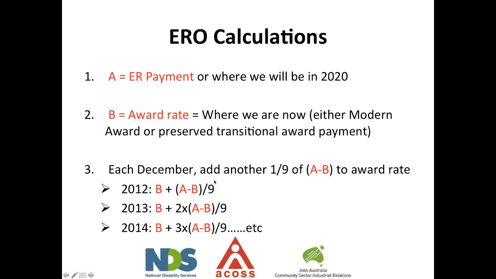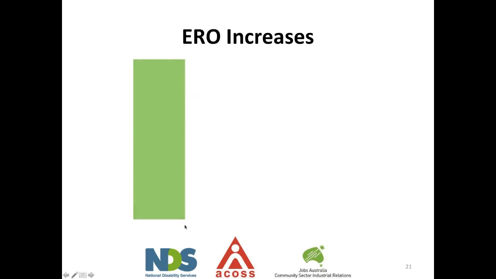Then we divide that difference by 1/9, because remember we're giving it over the 9 years each December. So then we divide it by the 1/9 and add it back to where someone currently is. In year 2 it's exactly the same calculation, so the difference again, divided by 1/9, only difference is we multiply it by 2. In year 3 we multiply it by 3, and so on.